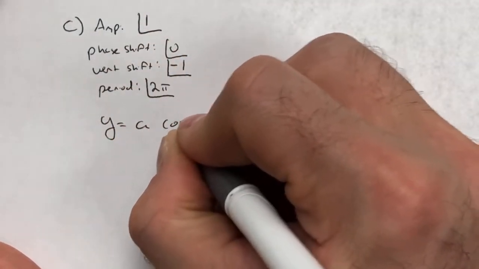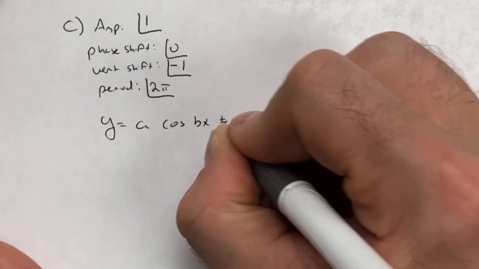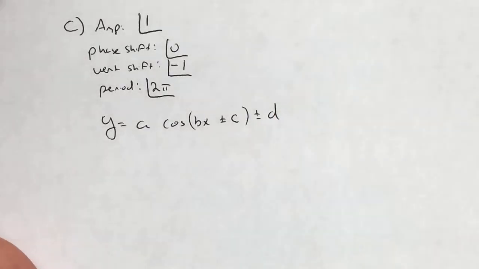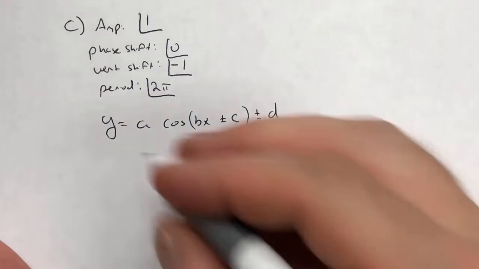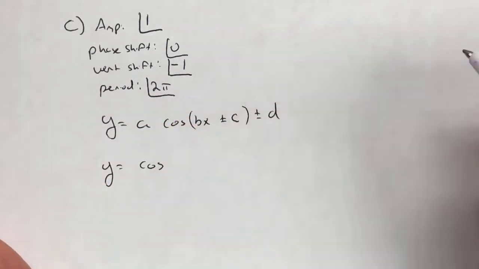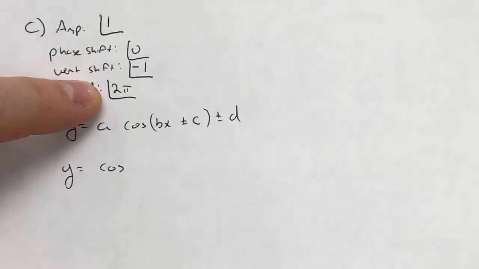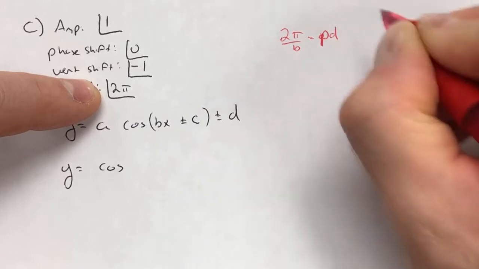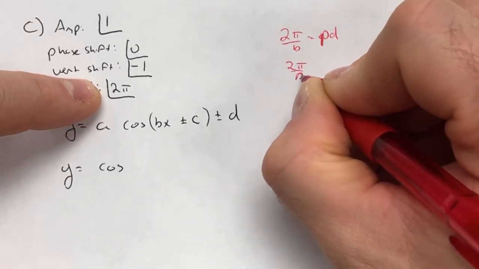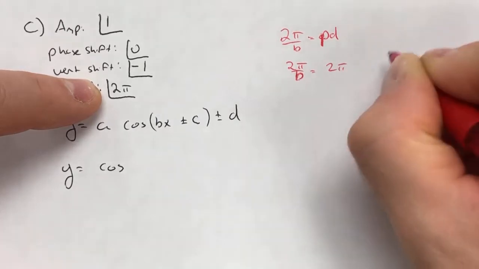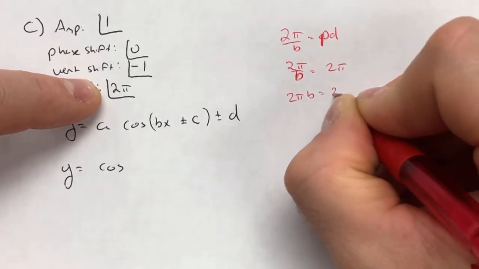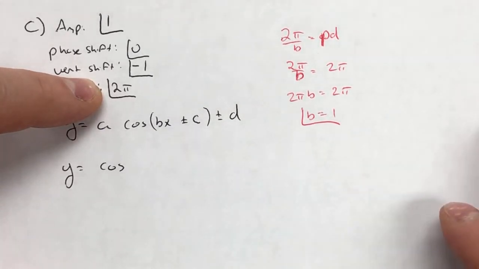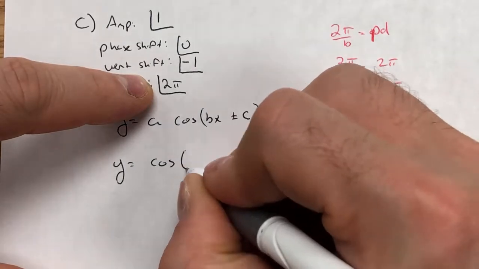Y equals a cosine of bx plus or minus c plus or minus d. Okay. For this one, the amplitude is going to be 1, so I don't need to write that. Y equals cosine. For the b, I need to use this again, so I'm going to come over to the side and say, well, 2 pi divided by b is the period. So 2 pi divided by b is 2 pi. Cross multiply, 2 pi b is 2 pi. Divided by 2 pi, b is equal to 1. Okay. So I'm going to write this as cosine of x.